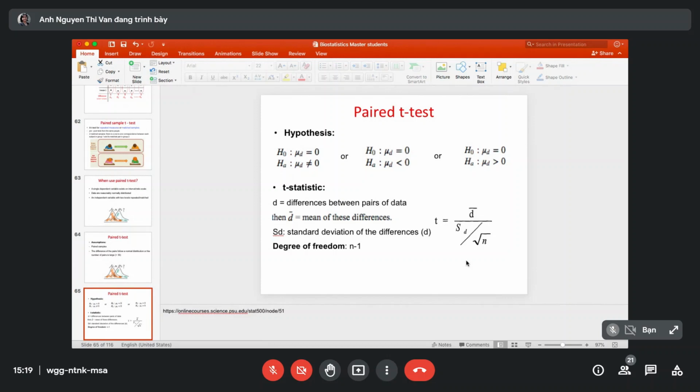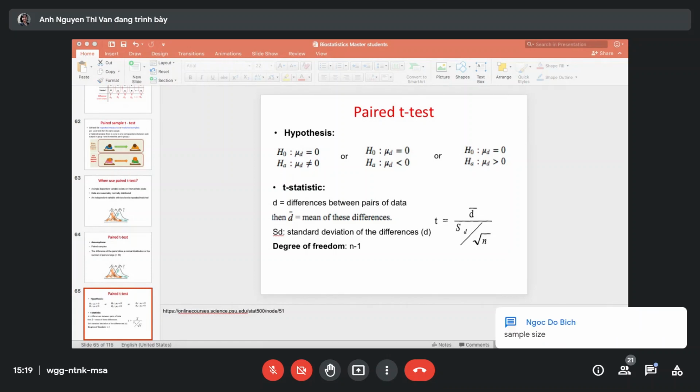What is n? The n is the number of pairs of data, or the sample size. Yes, the sample size.